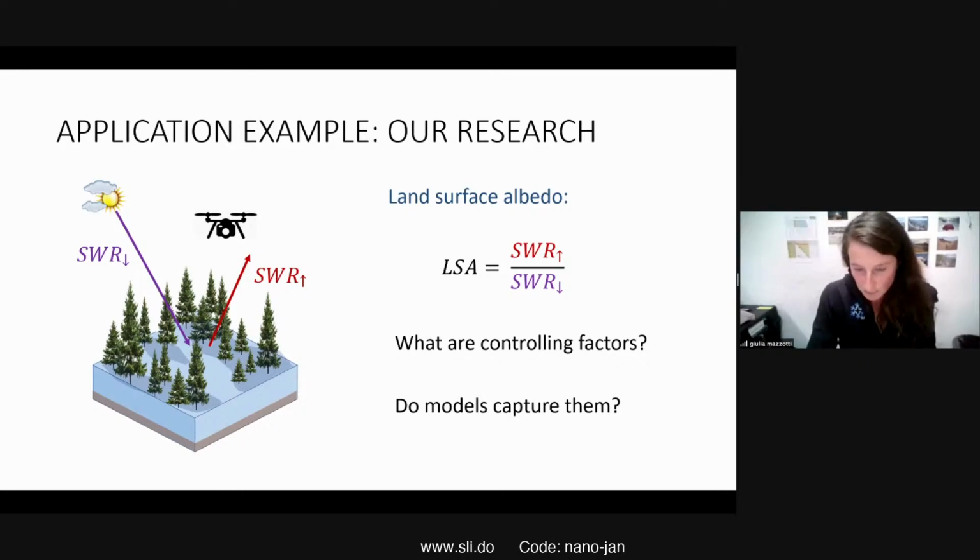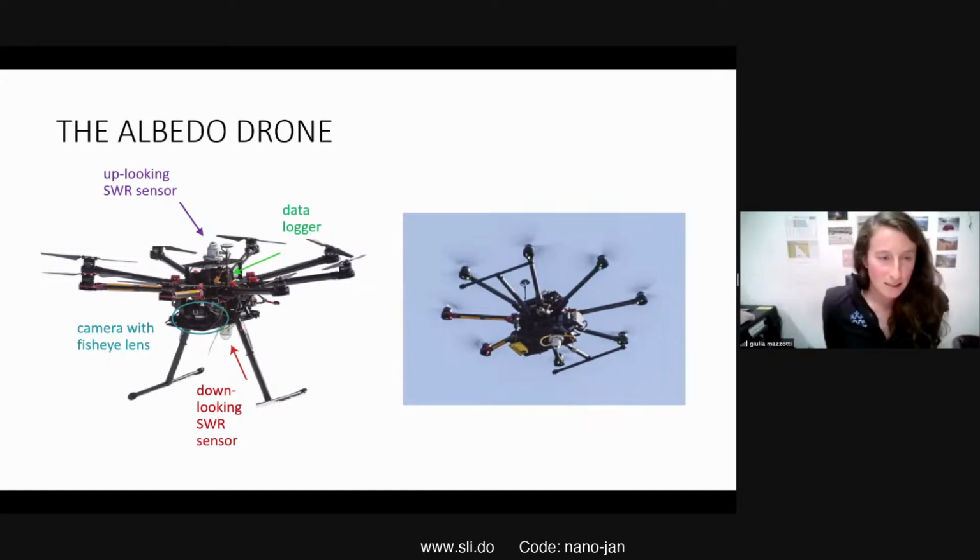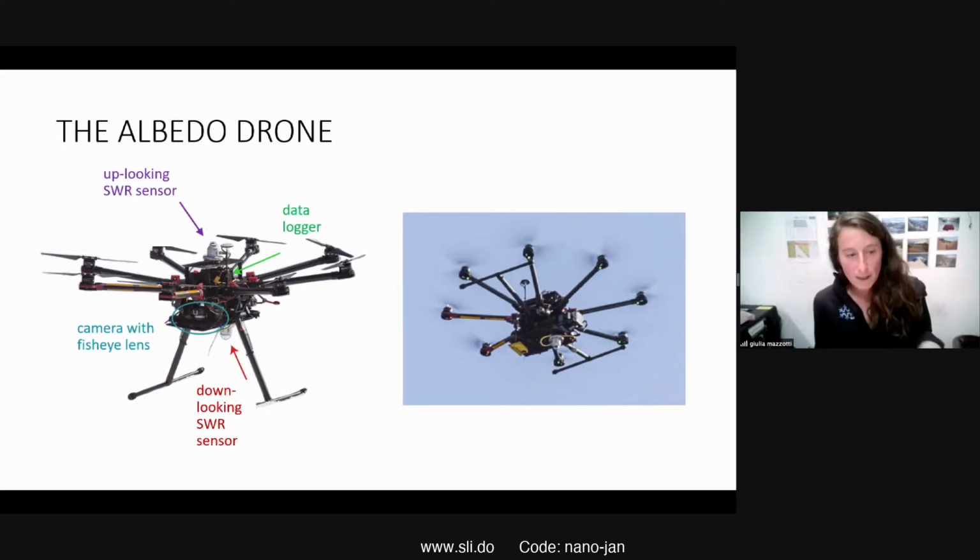these effects. And so Claire and Johanna designed this albedo drone. So that's a commercial octocopter. And you see that they equipped it with two shortwave radiation sensors, one looking up and one looking down, and also with a camera with a fisheye lens. On the right, you see how the drone looks when it's in the air.